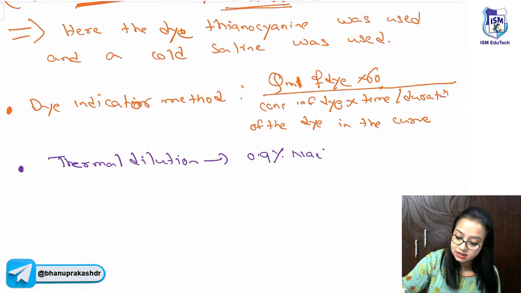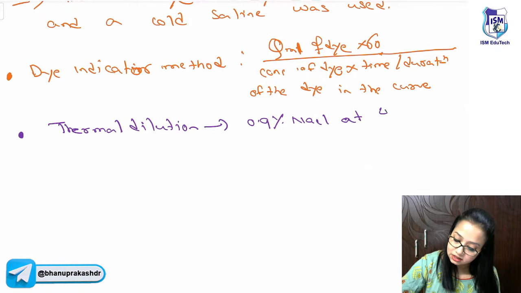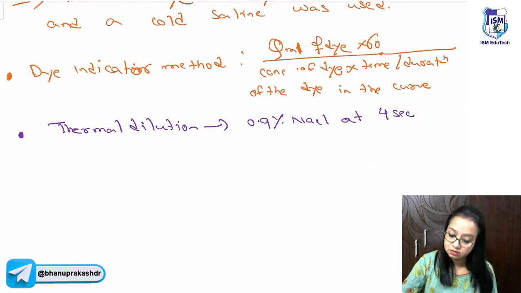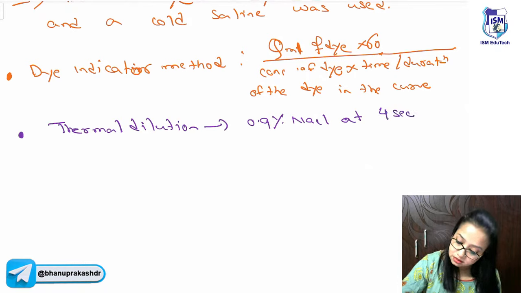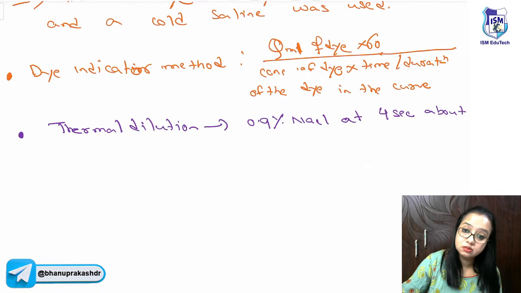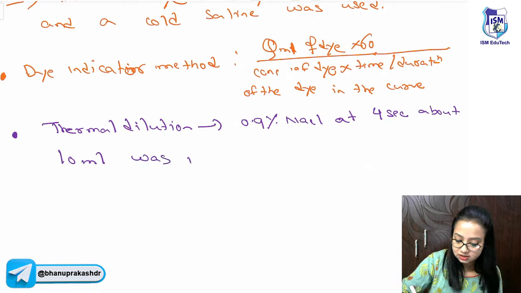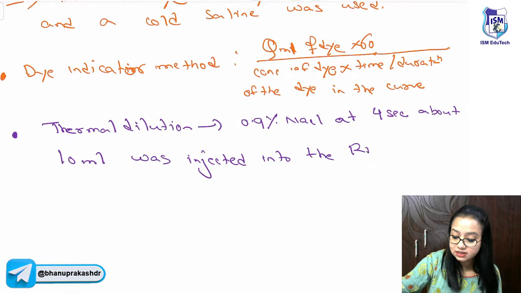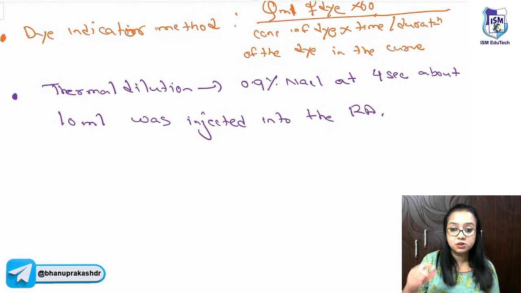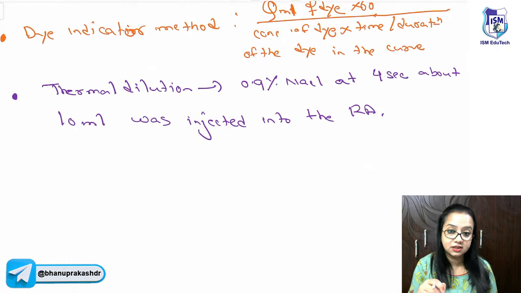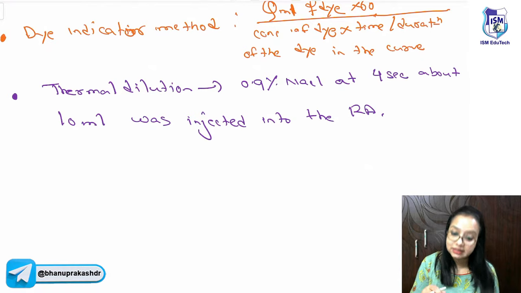0.9% NaCl, over about 4 seconds, about 10 ml was injected into the right atrium. Because we were injecting a cold saline, it was injected through a catheter.